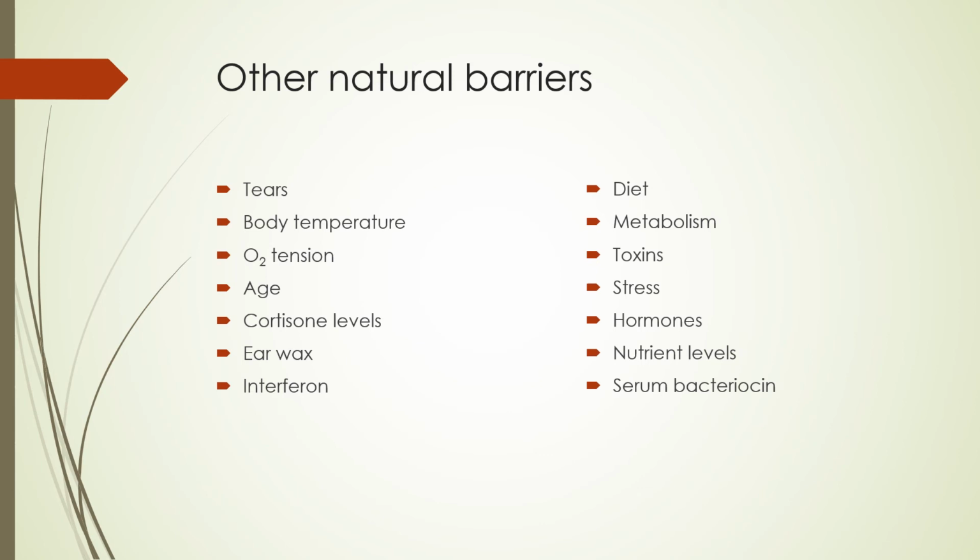If you have a decreased vitamin A, you're more prone to skin infections, while a decrease of vitamin C makes you more prone to severe bacterial infections because our phagocytosis is impaired. So vitamins and minerals in our diet do play a role as part of our natural barriers.